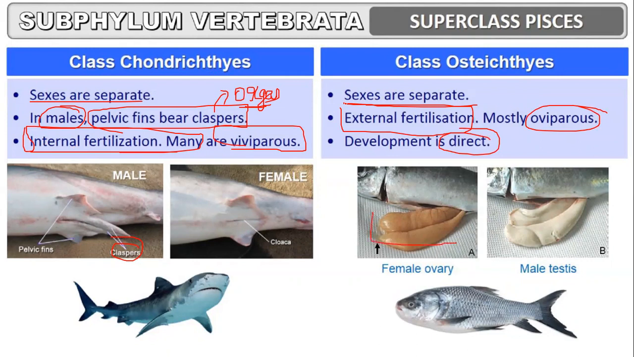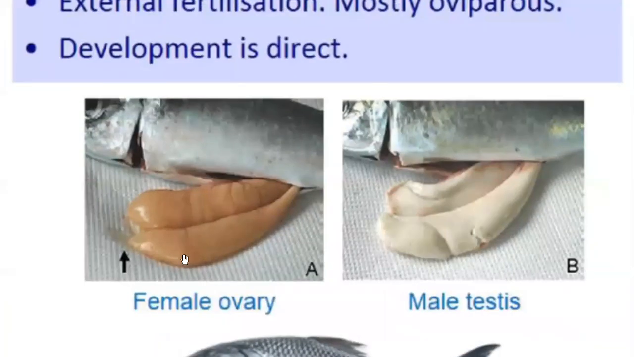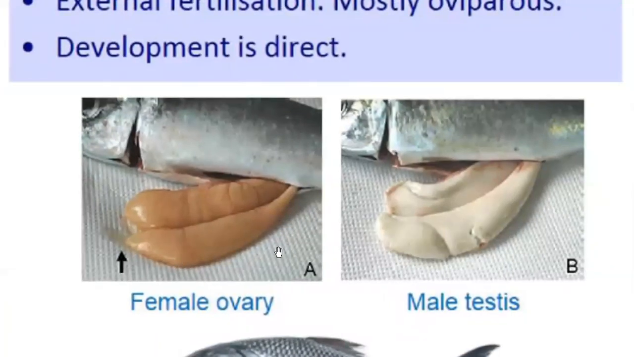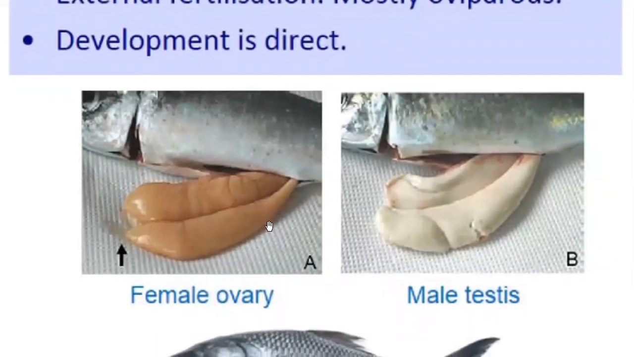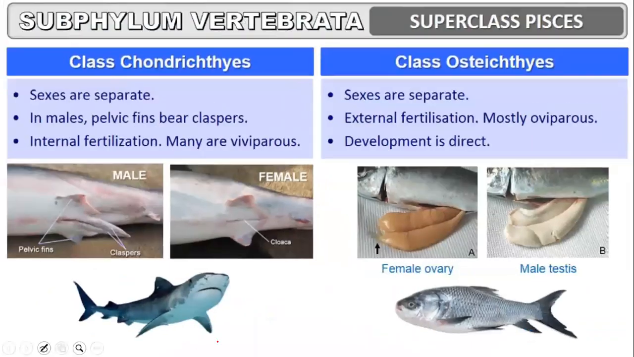Guys, this is the female ovary of a fish. This is the male testis of a fish. You might have seen this while your mummy will be cutting the fishes and all. You might have seen the female ovary will be like this, having a crisp appearance in touch, whereas the male testis would be soft as compared.